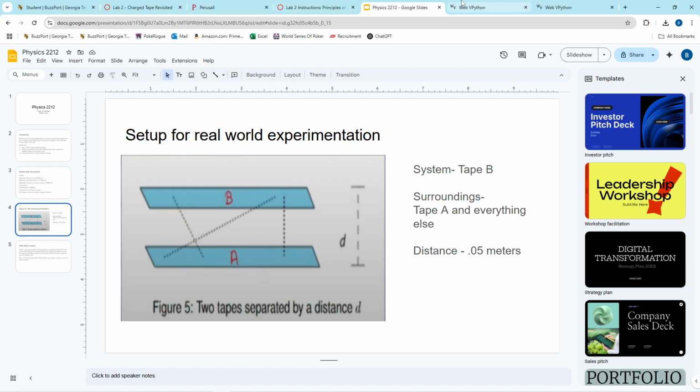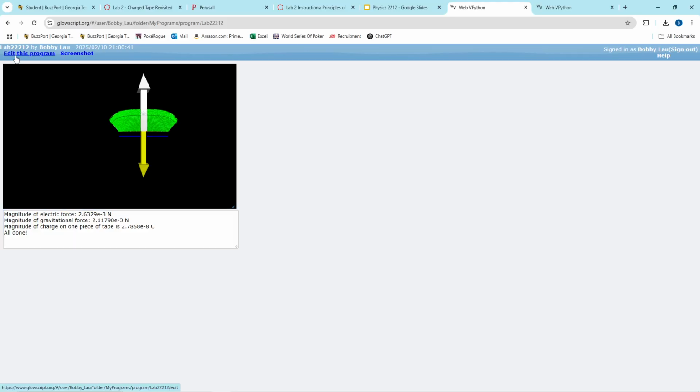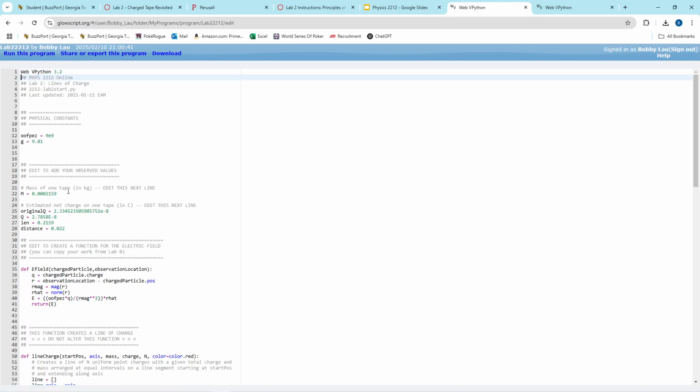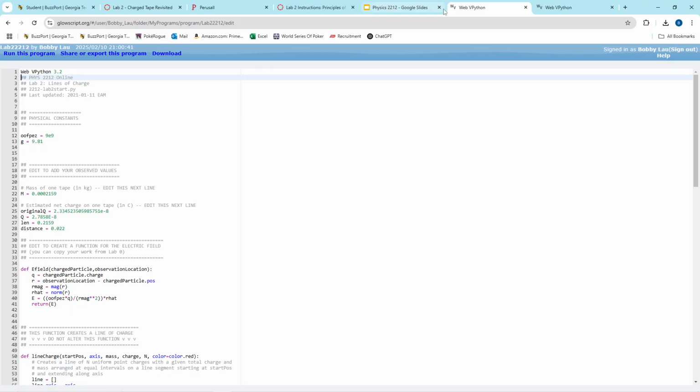Onto the code. This is the results we got. And then for the constants, obviously 9 e to the 9, and 9.8 for gravity. This is the mass of one tape in kilograms. This is the Q from my original lab, from lab 1 of 2212. Q is an arbitrary number that I made up to make this work.